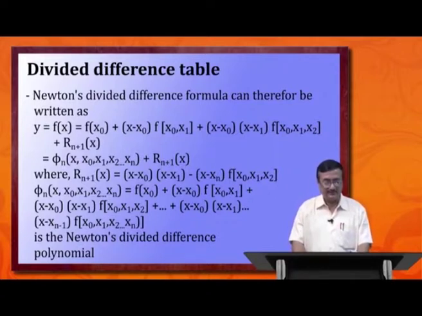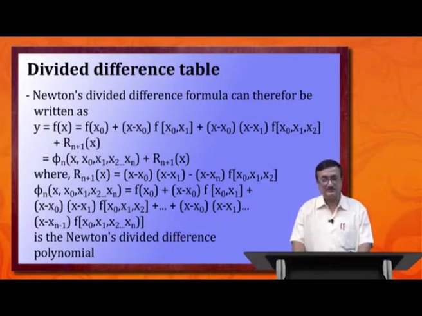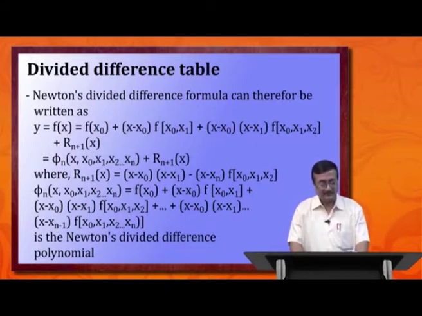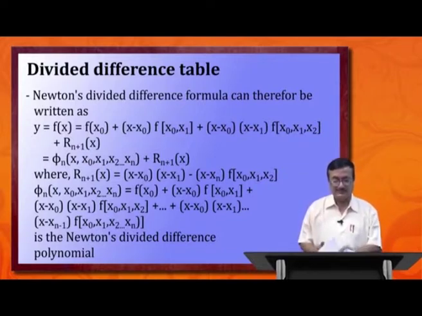So Newton's divided difference polynomial is given by phi n(x), which is f(x0) plus (x minus x0) into f[x0, x1] plus (x minus x0) into (x minus x1) f[x0, x1, x2] plus up to (x minus x0) into (x minus x1) into (x minus x(n minus 1)) into f[x0, x1, up to xn]. This is Newton's divided difference polynomial. This is the expression which we shall use in our problems.